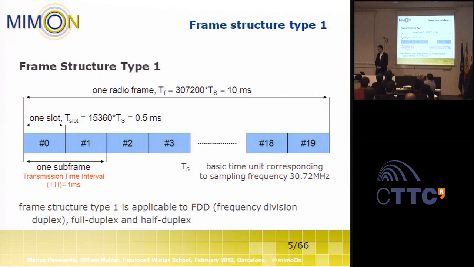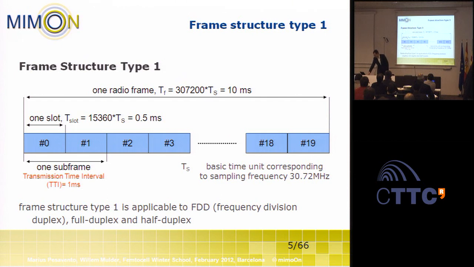So let us take a look at the frame structure. A radio frame has a duration of 10 milliseconds. This frame is split into basically 20 slots. Each slot has a duration of half a millisecond, and two slots make one subframe.